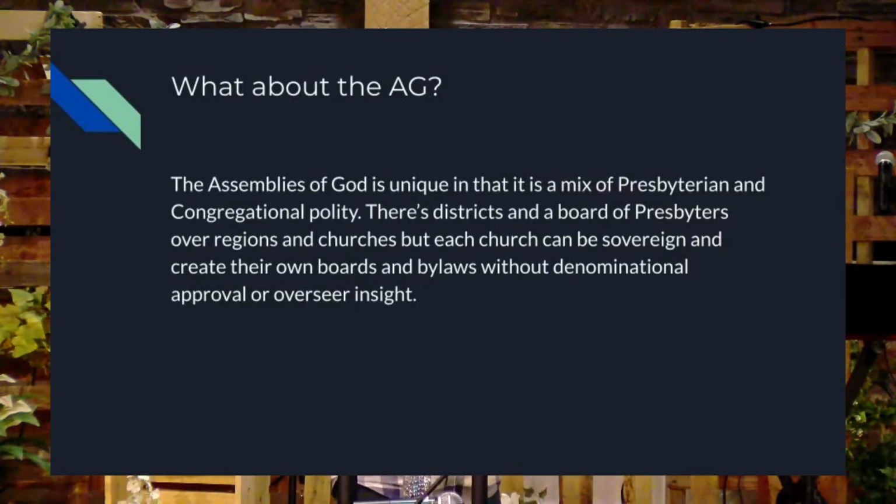Where does the AG play in all this? As I mentioned before, the AG is unique in that it is a mix of Presbyterian and congregational polity. There's districts and a board of presbyters over regions and churches, but each church can be sovereign and create their own boards and bylaws without denominational approval or overseer insight. That is, you can have a sovereign church. An AG church can be connected to a presbytery board, right? But it's still a sovereign church and can make its own decisions, can hire its own pastors, can decide who's going to be on the board, vote on who's going to be on the board and who's not, and be congregational in style as well. So the Assemblies of God is unique in that setting.